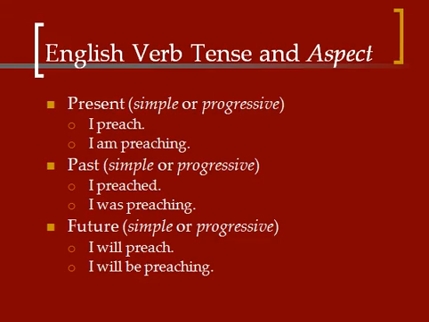Each of these three tenses can be either simple or progressive, even in English. Simple just points to the action. A progressive form points to the action in progress. So the simple form just draws attention to the activity. The progressive form draws attention to the activity going on over some time.